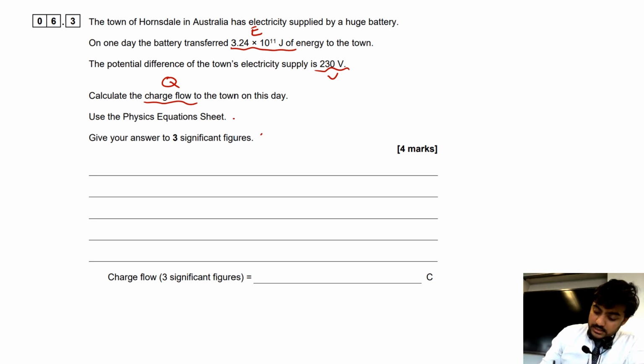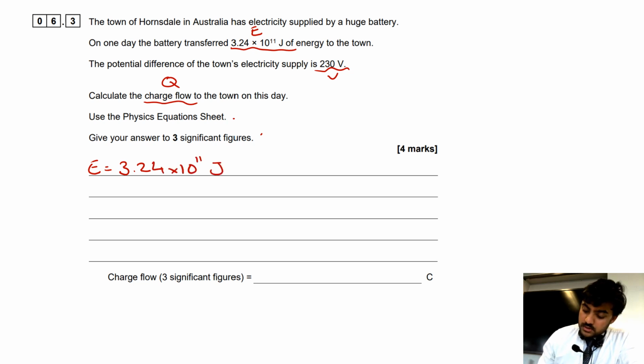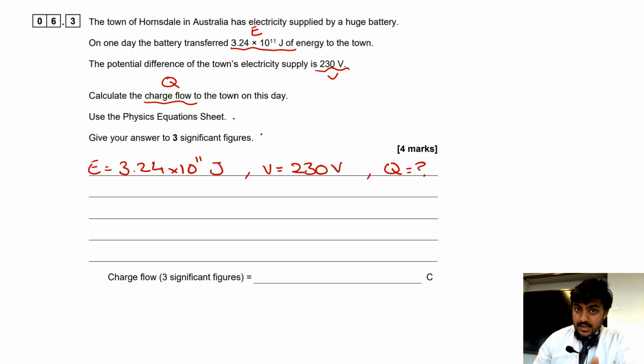First thing is extract the data. I've already done it. Normally I wouldn't write this step out, but just for you, I'm going to. E equals 3.24 times 10 to the 11 joules. And then my V, potential difference, equals 230 volts. And my Q is what I'm going to try and find out. Next, go to the equation sheet and find what links energy transferred, potential difference, and charge flow. And the equation is E equals Q times V.